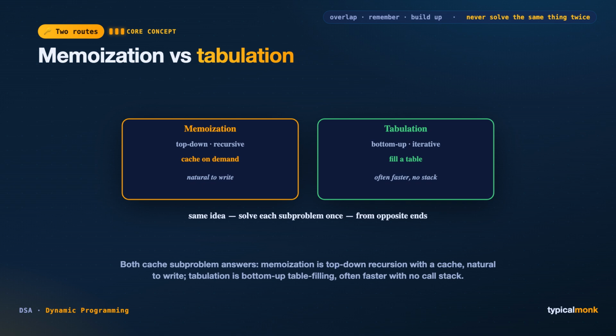So, the takeaway: memoization and tabulation are two styles of the same technique. Memoization is top-down recursion with a cache, natural to write and often easier to get right, while tabulation is bottom-up table filling, usually faster with no stack risk but needing you to plan the fill order, and both simply solve each subproblem once and store it.